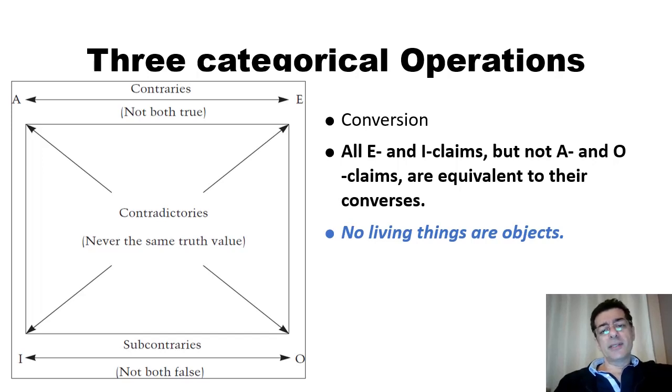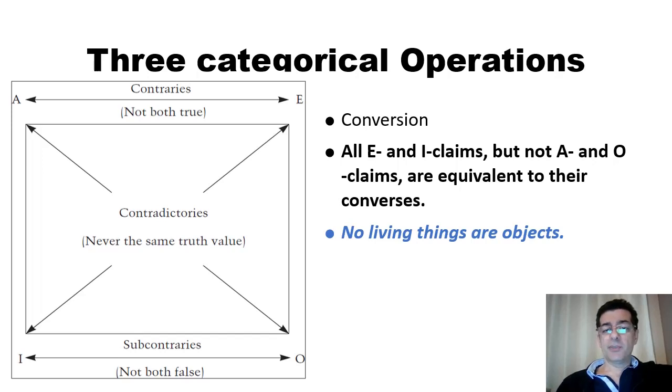Now, read the sentence on the slide. All E and I claims, but not A and O claims, are equivalent to their converses. By the way, converse means opposite. Anyways, what does this mean? Claims E and I are said to be converses. It means in E and I claims, you can replace the subject term or class with the predicate term or class without causing a change in meaning.